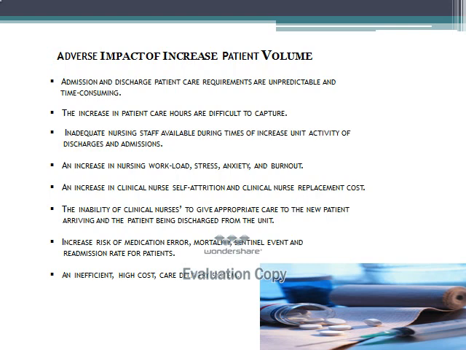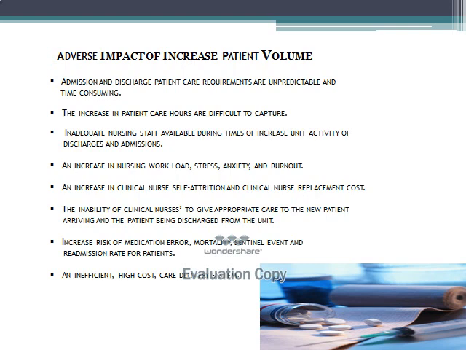The ability of the clinical nurse to give appropriate care to the new patient arriving and the patient being discharged from the unit is their biggest dilemma, and that is part of that anxiety because our dedication is to that patient that we have already been taking care of, and we know that they're going home, and we want to prepare them to the best of our ability to do that.